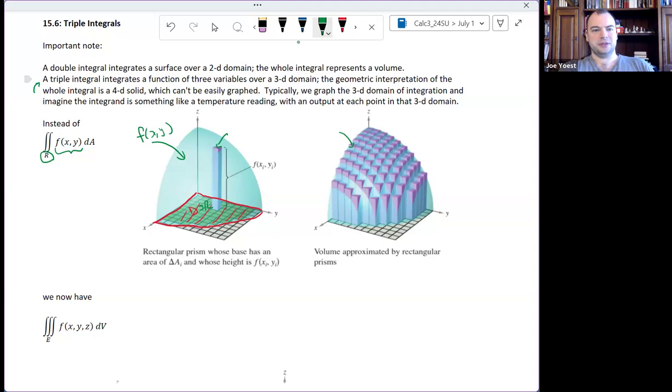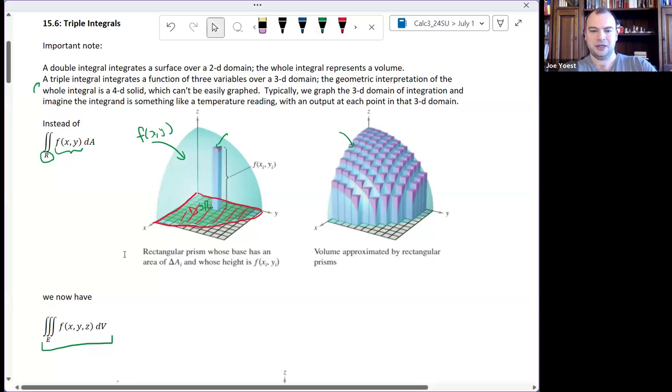Now, a triple integral, what do we mean by a triple integral? Well, we're looking at something like this. We're looking at a triple integral of a function of 3 variables. So double integrals integrate integrands that are functions of 2 variables. Maybe we don't see explicitly both variables, but implicitly it's a function of 2 variables. Triple integrals integrate functions of 3 variables. That's why we have a triple integral.